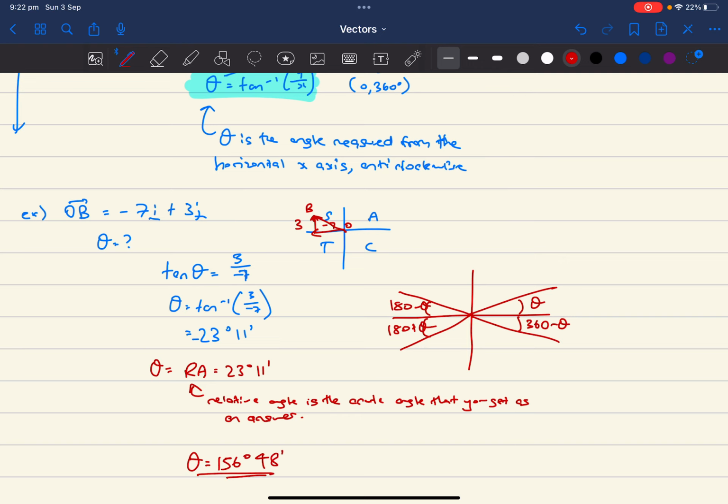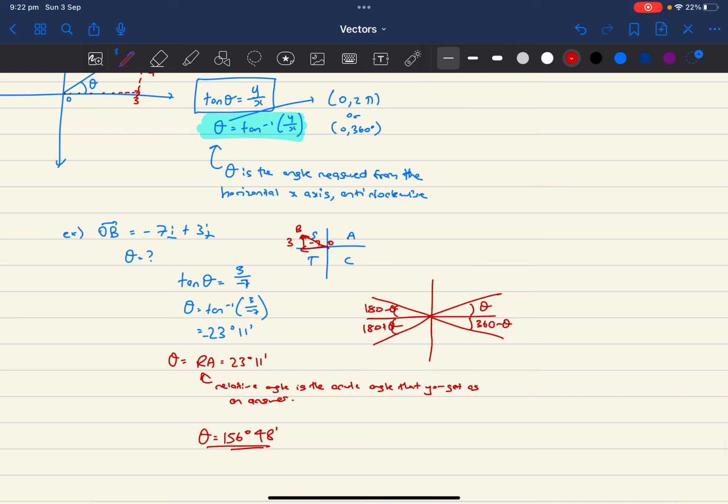156.48, right? So if you're not 100% sure, you can try typing in tan 156.48, and you can see you get negative 0.4286. If you type in 3 divided by negative 7, it is also the same answer. So you can see it works, right?